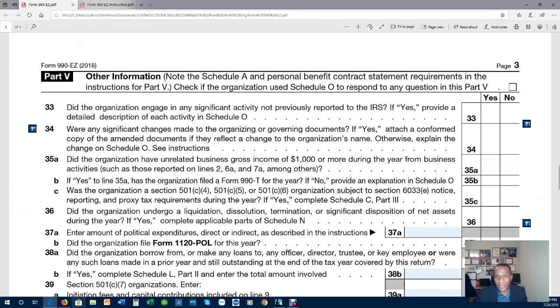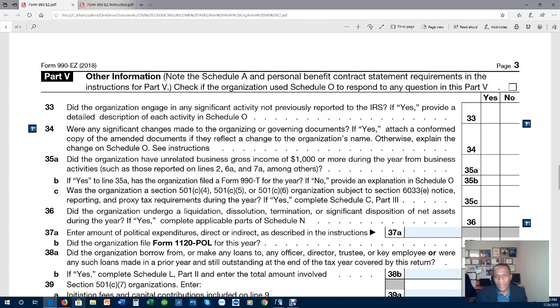Okay, so now go to Part 5. Part 5 is other information. Note the Schedule A and personal benefit contract statement requirement and the instruction for Part 5. Check if the organization used Schedule O to respond to any questions. Again, same thing. You have to continuously, simultaneously review your Schedule O to ensure whether you need to check this box here.